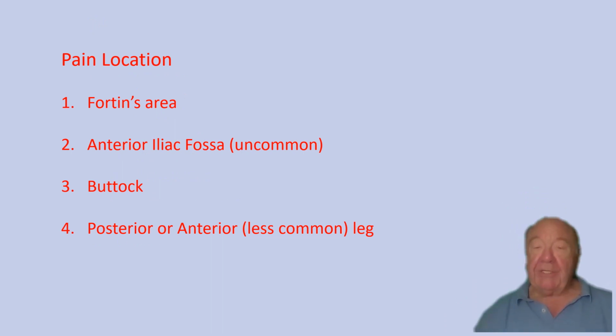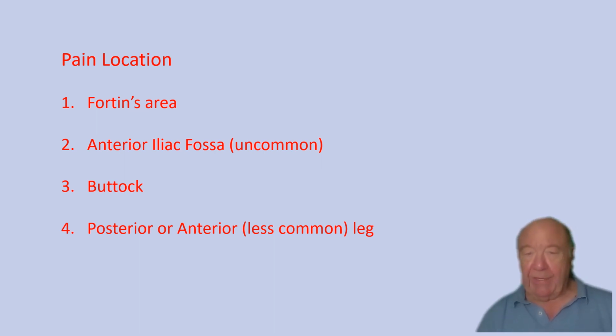The pain locations from SI joint pain, Fortin's area. This is basically the sacral sulcus, and we'll talk a little bit about Fortin's finger test and Fortin's objective testing a little bit later on. But Fortin's area is basically the sacral sulcus. It's this particular spot though when you're using the test, which is just medial to the ASIS and just inferior to it.